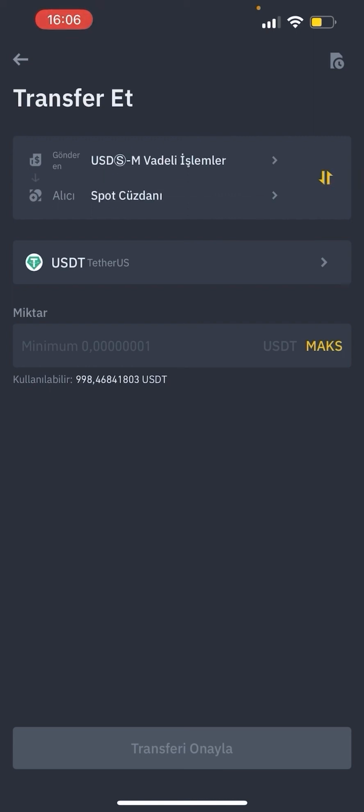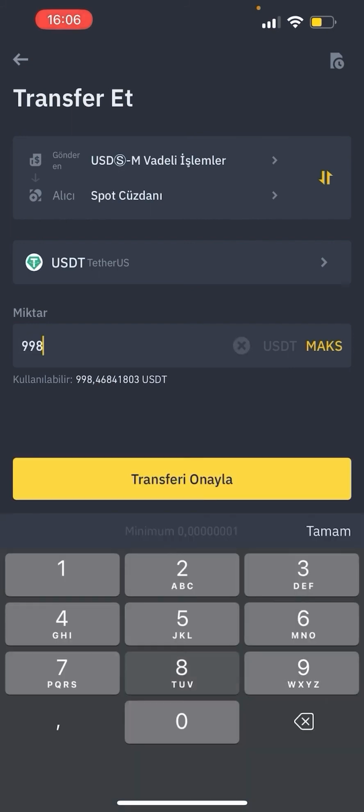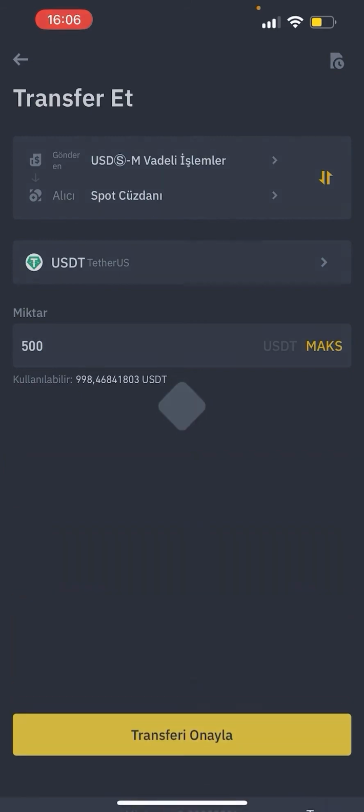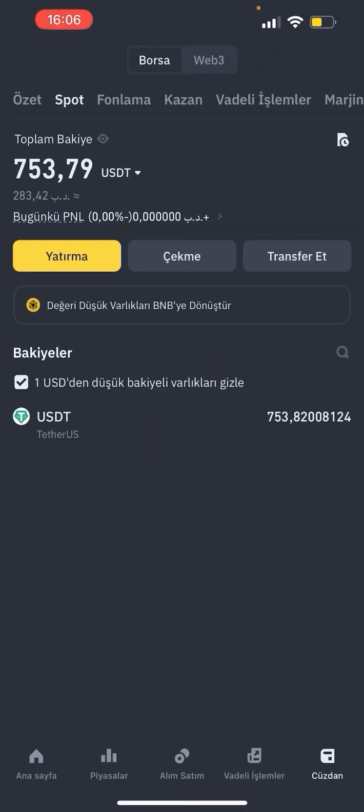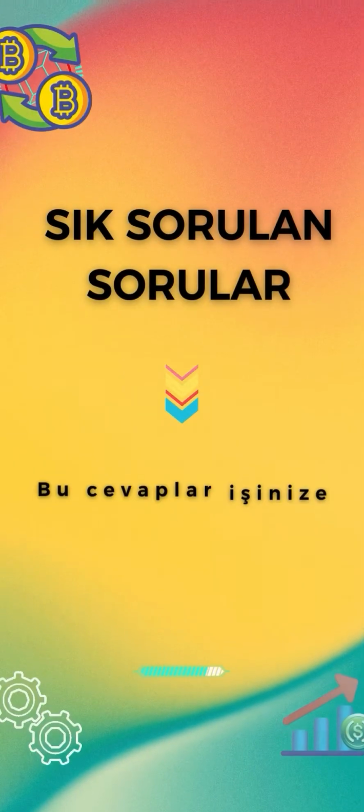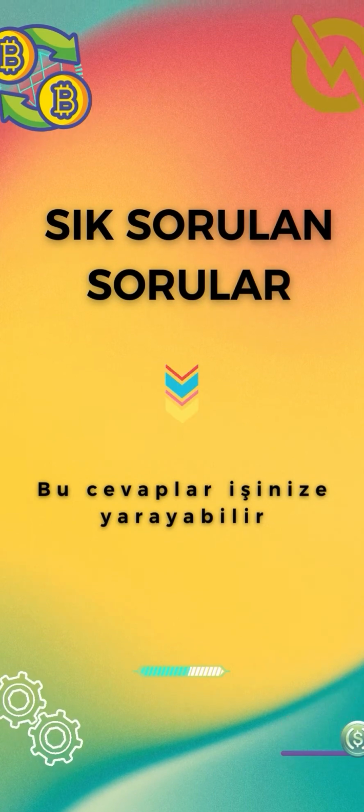If I press the arrows on the right, they directly switch places. And it says I have $998 available right now. I can transfer all of that, but right now I'm going to transfer $500 and you'll find out why later. Now that I've seen the transfer part, let's look at the frequently asked questions.